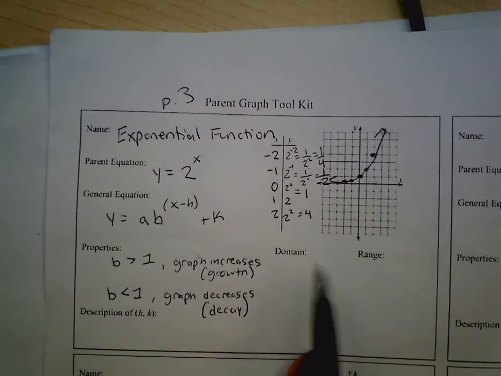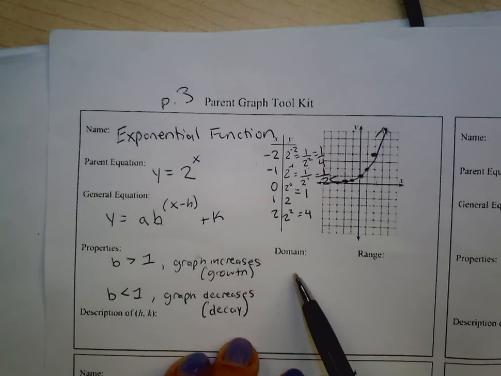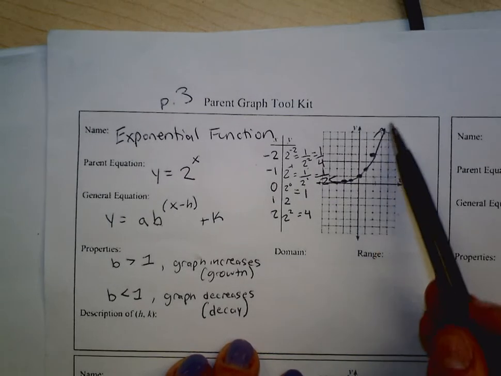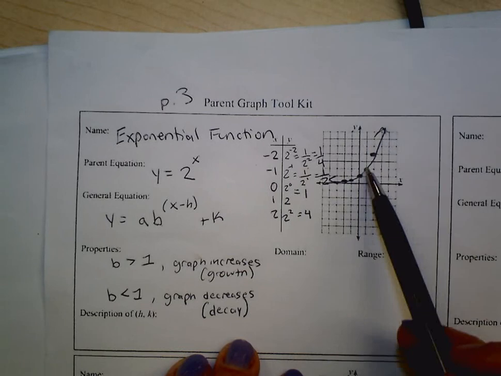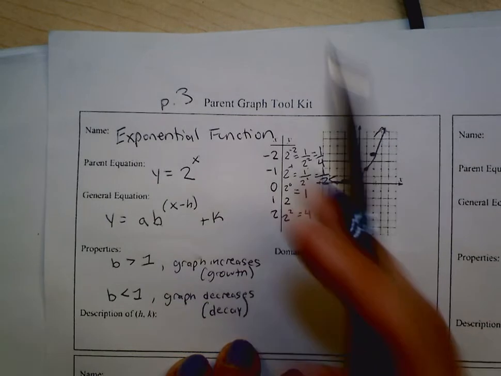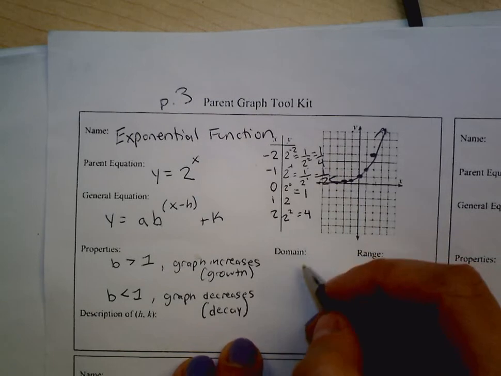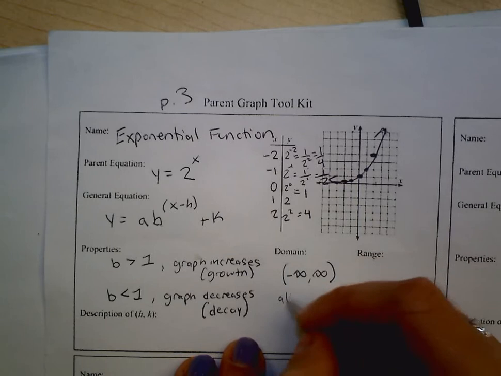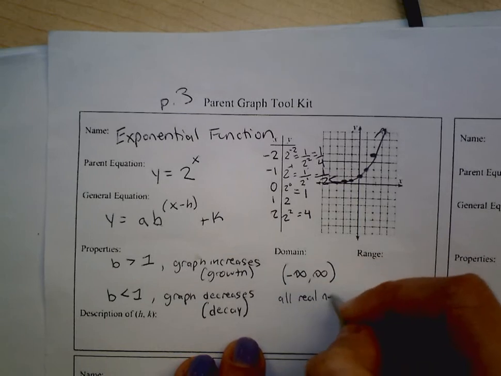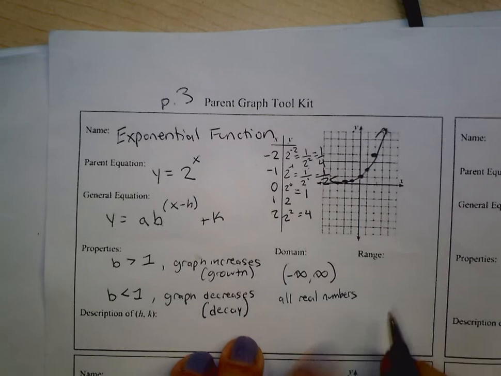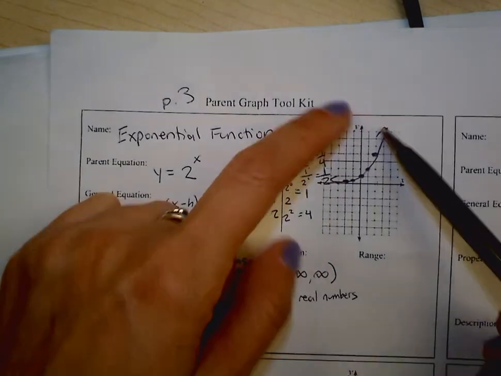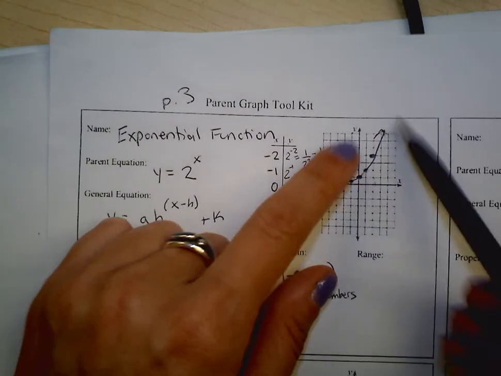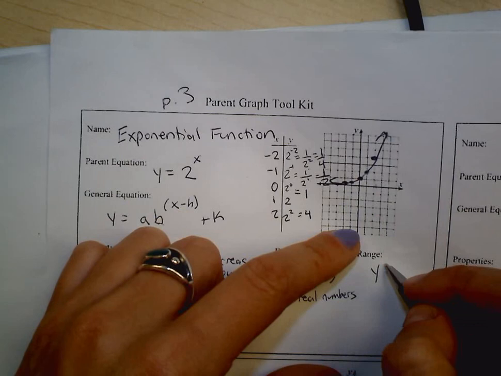So let's talk about our domain and range. So our domain is the range in x values. This arrow is pointing all the way to the right, and this arrow is pointing to the left, and there's no cutoff point there. So our domain is -infinity to infinity. Or we can say all real numbers. Now, our range has a cutoff point. Our y values never go below this x-axis. So that means the y values have to be greater than 0.